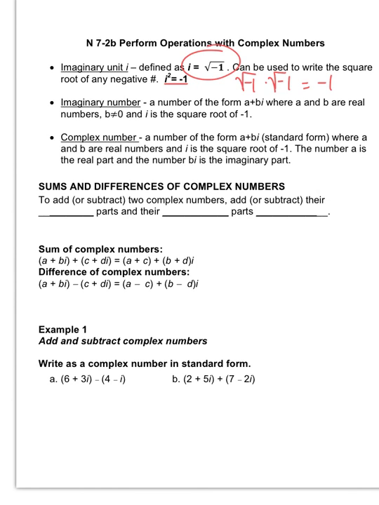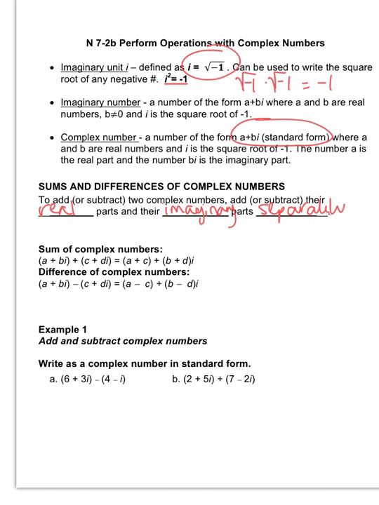Okay, so complex number. A complex number in standard form is a plus bi. a is your real part, and b is your imaginary part. So when you're adding and subtracting complex numbers, it says to add or subtract two complex numbers, you're adding their real parts and their imaginary parts separately.